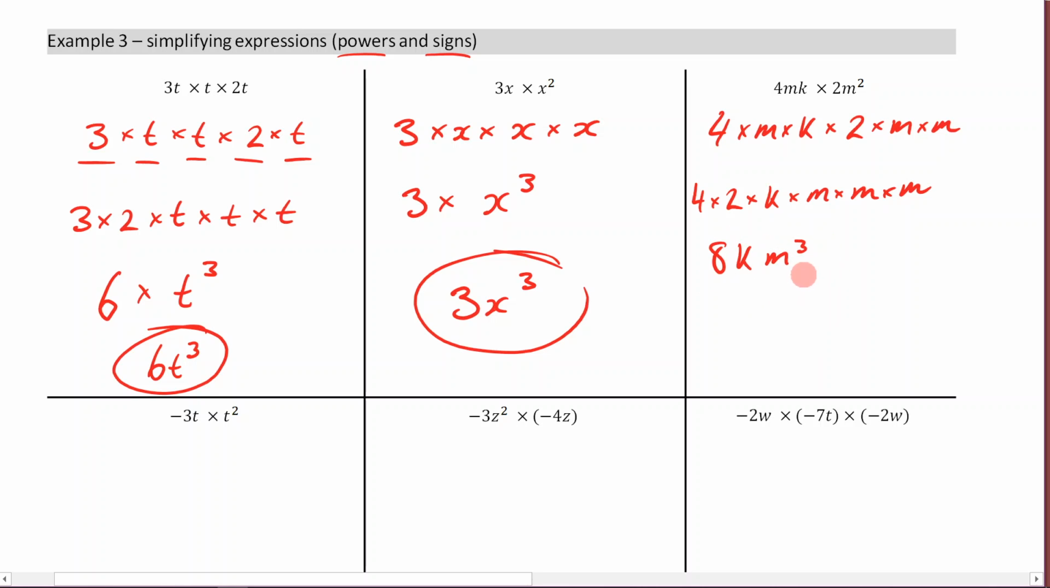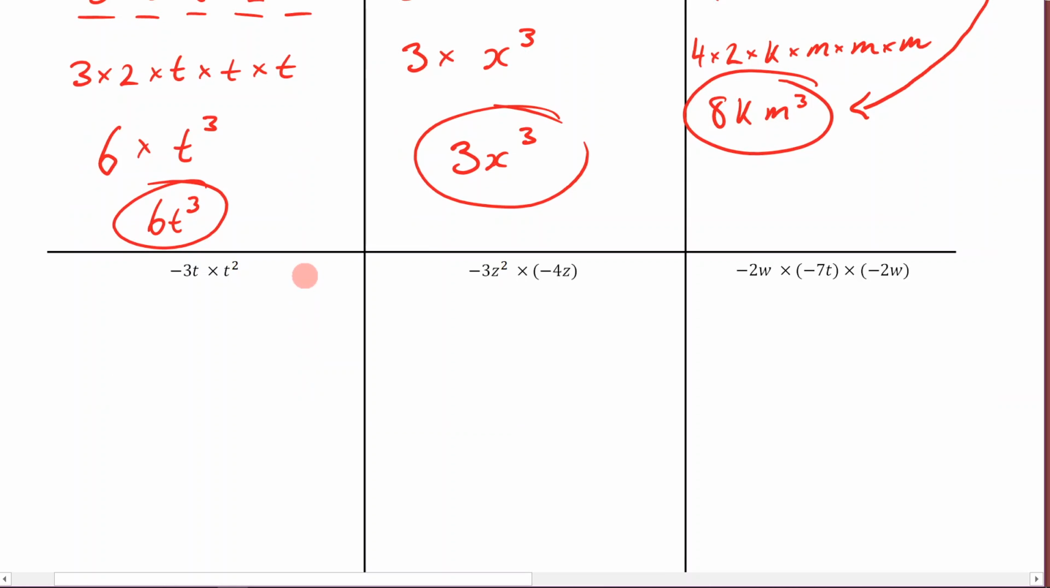Now, just as before, we're doing this the slow way. A much quicker way to do this is simply saying 4 times 2 is 8. I have 1k, and I have 1, 2, 3 m's. So we could go straight from there to our answer. This working here isn't necessary.